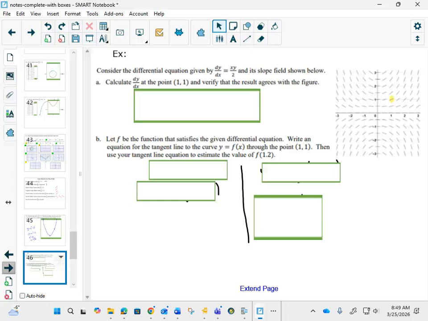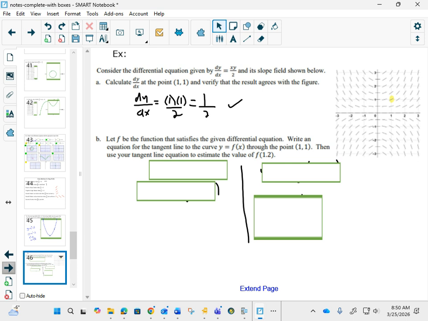Consider the differential equation dy/dx equals xy over 2, and here's the slope field. I've highlighted in yellow the point (1, 1). Does it agree with the figure? Well, if you want to calculate dy/dx at any point, you just plug in 1 for x and 1 for y, and we would get a positive 1/2. Does that tiny little slope look like positive 1/2?